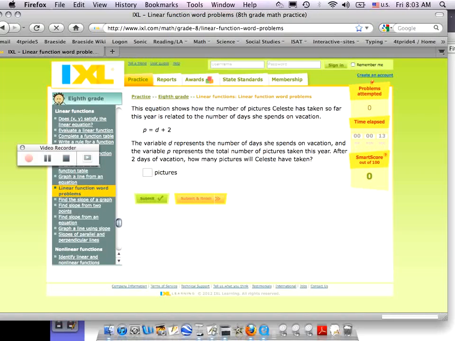Very important to know what these letters represent. D represents the number of days she spends on vacation. And the variable P represents the total number of pictures. So what it's saying is the total number of pictures is related to the days. The pictures will always be 2 more than the days, is what it's saying. So it's asking after 2 days, how many pictures will Celeste have taken?